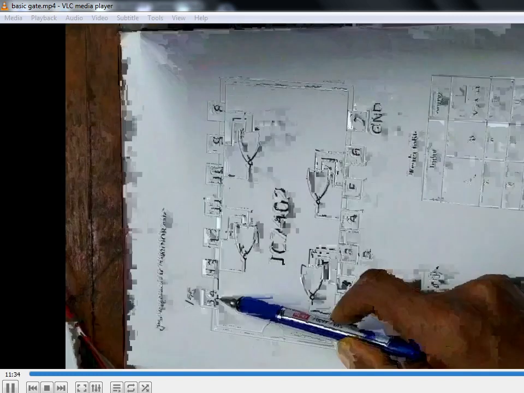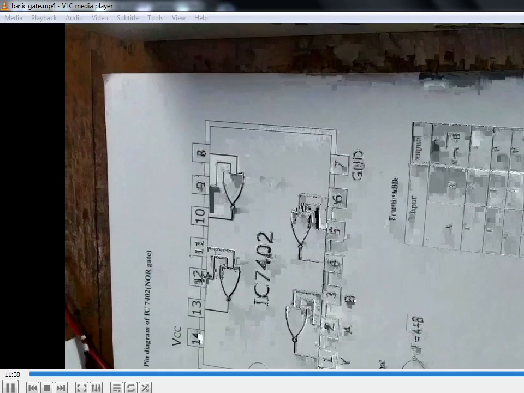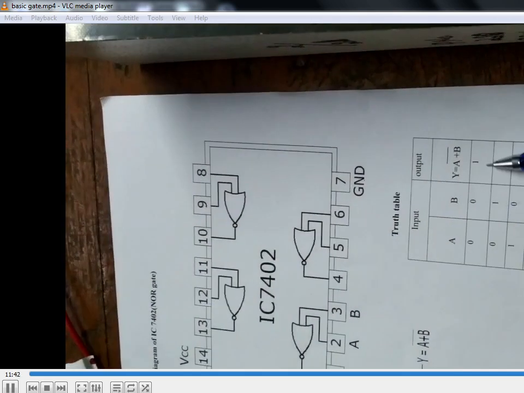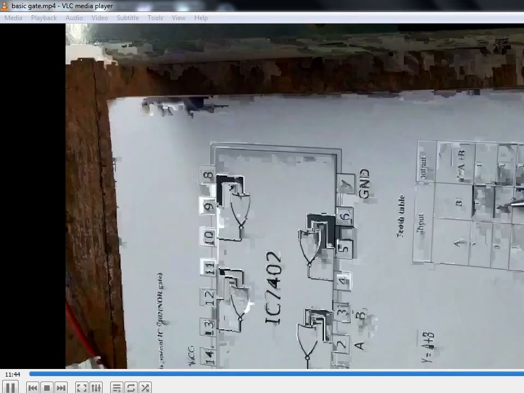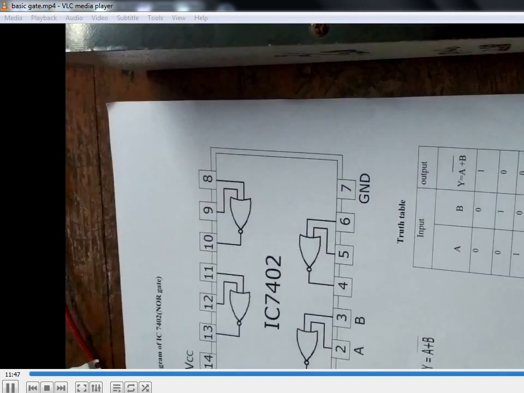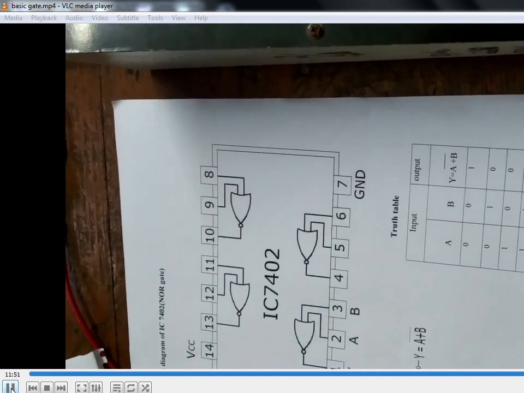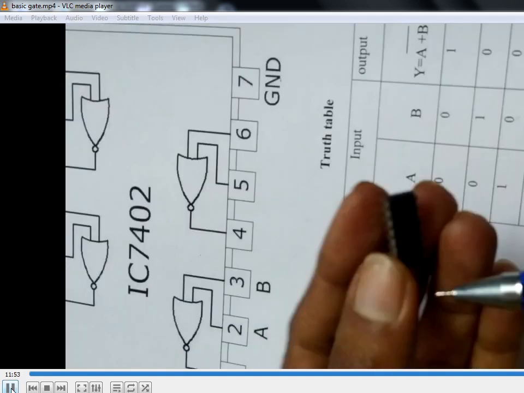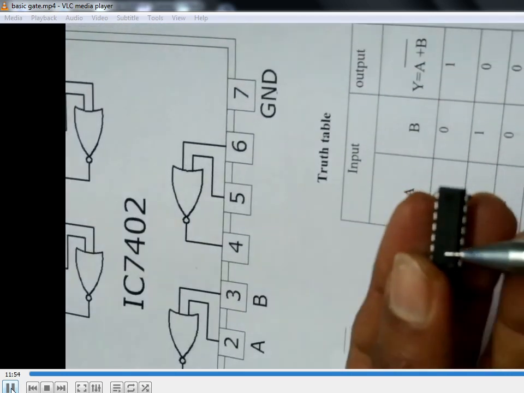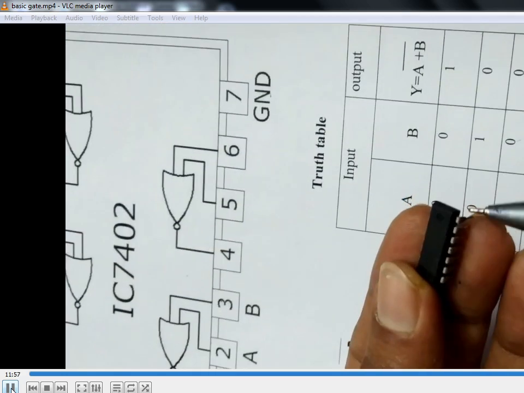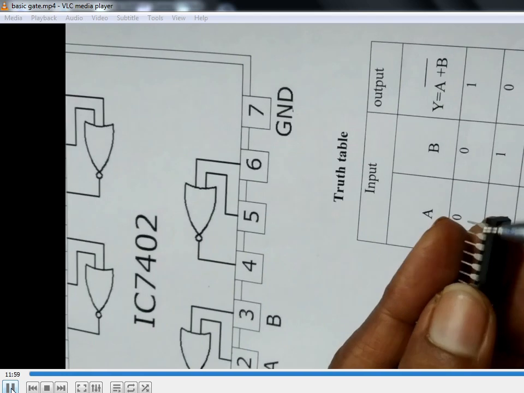So the truth table of this NOR gate is completely opposite to that of the truth table of the OR gate. Here, when all the inputs are absent, then only it gives output. If any one of the inputs or both the inputs are present, the output is 0. This is IC 7402. This is the notch. This is pin number 1, pin number 7, pin number 8, pin number 14.